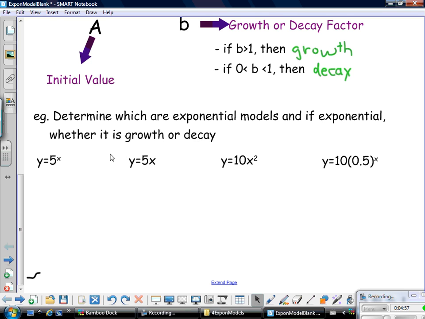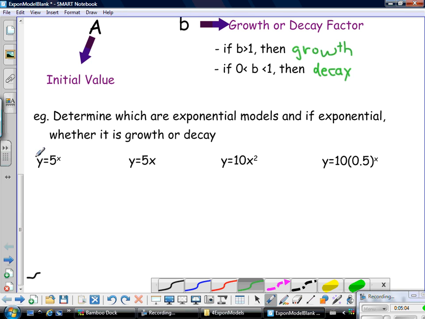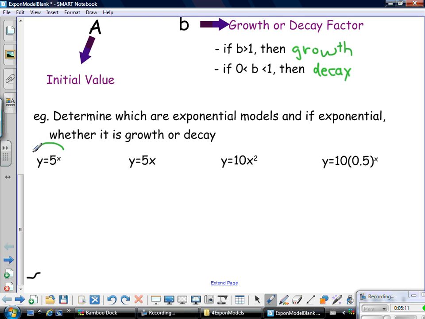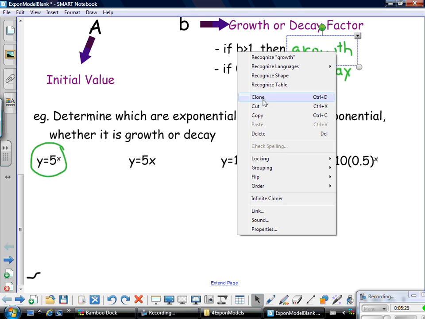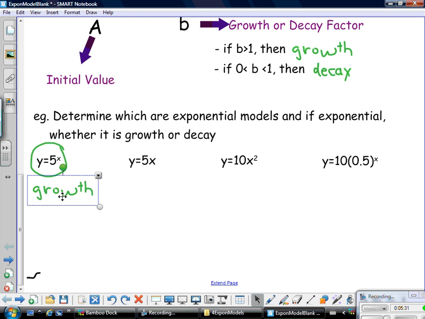First of all, I'm going to determine whether the equation has an exponent. Is it the variable? If we look at the first one, y equals 5 to the power of x, x is to a power. x is an exponent. So that tells me that I have an exponential model. And then to determine whether it's growth or decay, is the number 5 greater than 1 or between 0 and 1? Well, obviously it is greater than 1, so we know that it is growth.